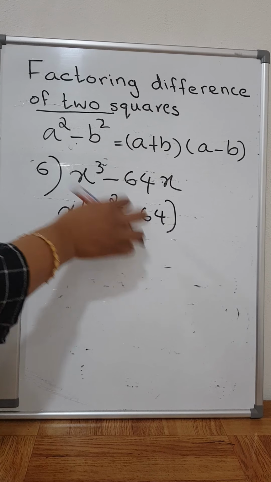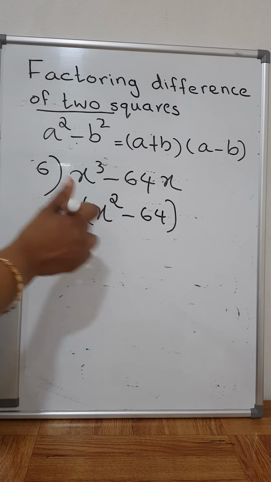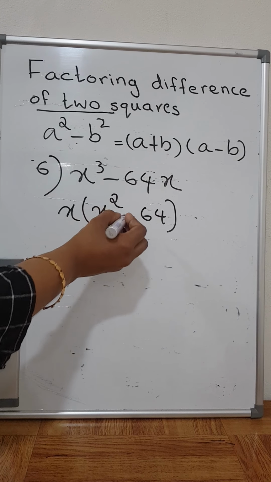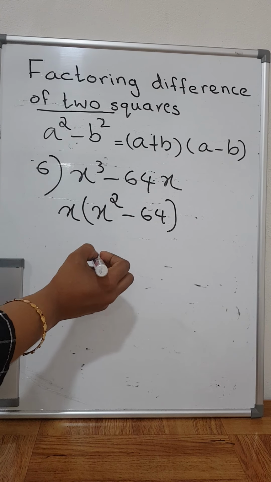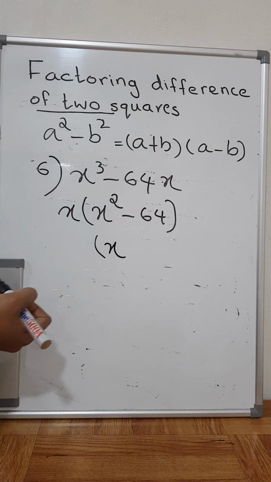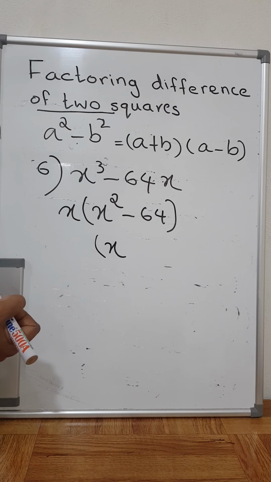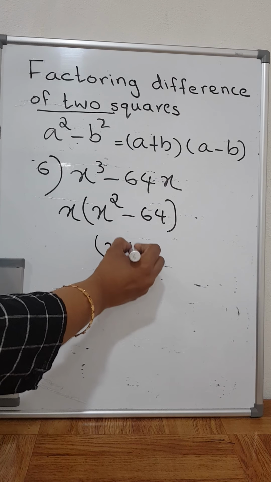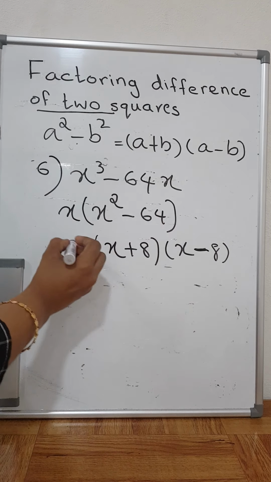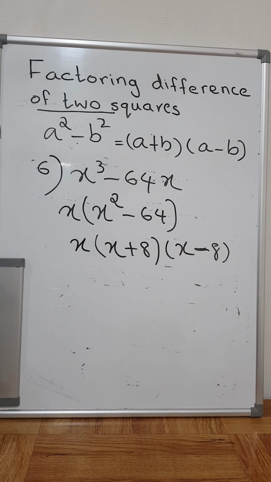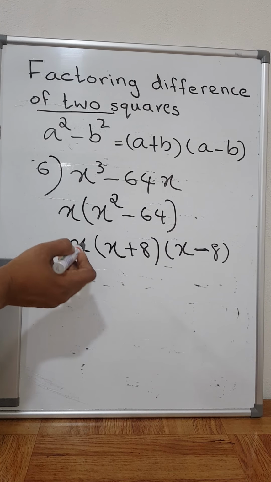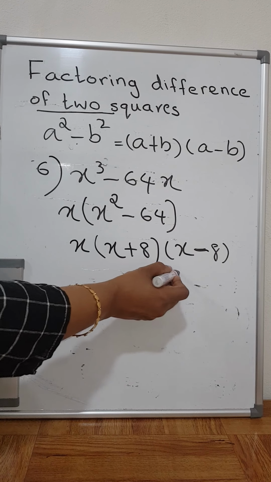x square minus 64 we can factorize with the difference of two squares. So x square minus 64: a square is x square, so a is x. b square is 64, so b is 8. (x plus 8) times (x minus 8). And don't forget to put this x here. So x cube minus 64x, the factors are x, x plus 8 and x minus 8.